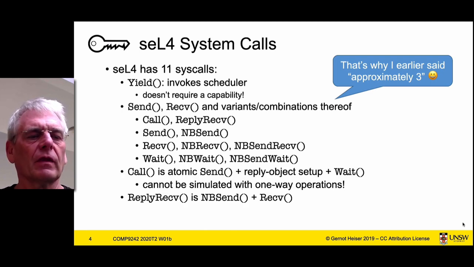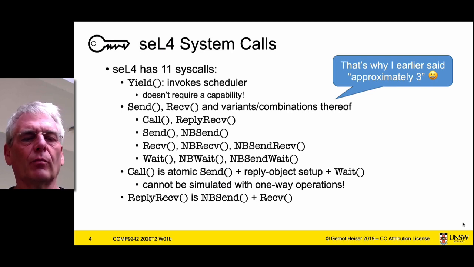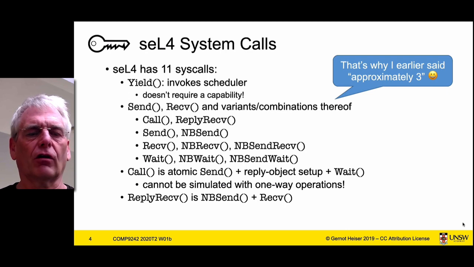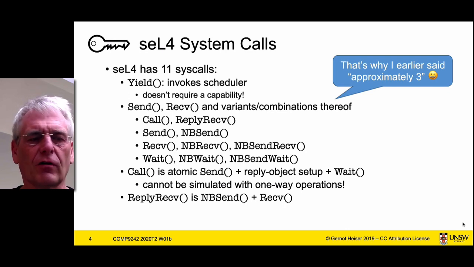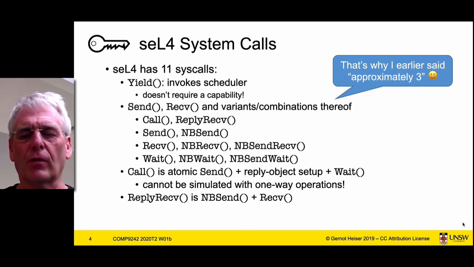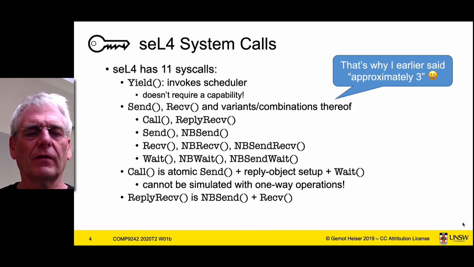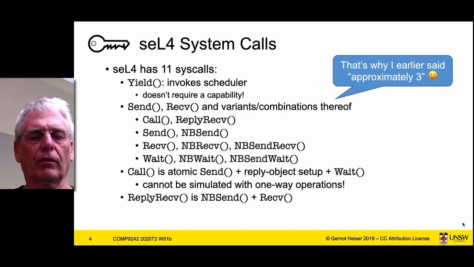In particular, call is an atomic combination of send and wait, but with the additional semantics of setting up the reply object. So you cannot construct call from a send and wait operation. The atomicity and the setting up of the reply object can only be achieved by call. Whereas reply receive is simply a non-blocking send combined with a receive.